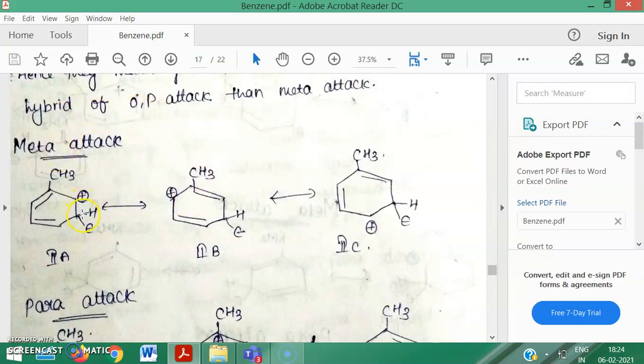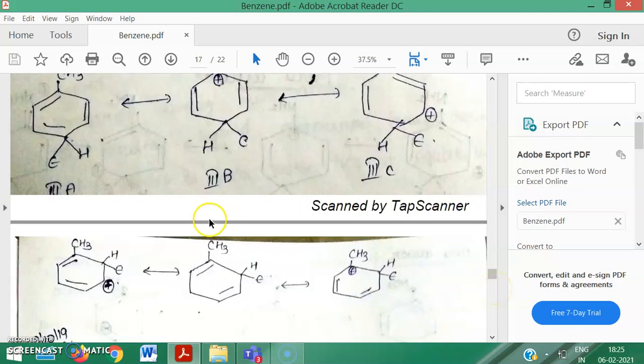See here, the meta attack. So this is the CH3 group. This is by the inductive effect. During the inductive effect in the meta attack, the positive charge does not directly come onto the carbon attached to the methyl group. So these 2A, 2B, 2C are formed in the meta attack. Whereas in the para attack, exactly the carbon to which the CH3 group is attached gets the positive charge, and that gets electrons from the CH3 by the inductive effect. So the more stable structures are formed, and that's why they are more stable.